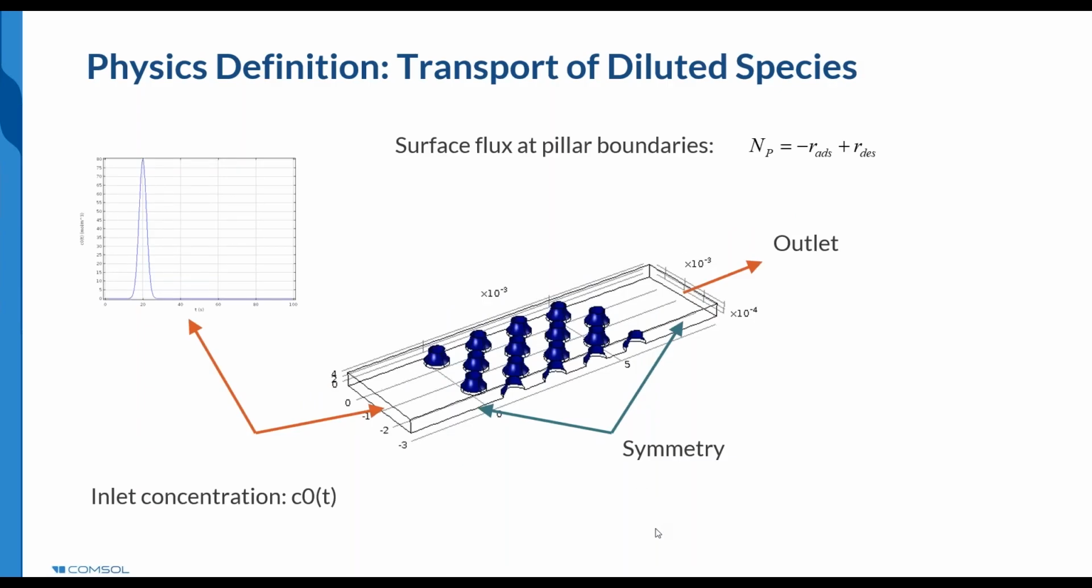So since the concentration of our biomolecule in the fluid is going to be assumed to be dilute, we're going to be representing this using transport of diluted species, which uses Fick's law to describe our diffusive and convective transport. The inlet concentration here is going to be a time-dependent Gaussian pulse, with anything which is unreacted after passing our pillars leaving our outlet here.